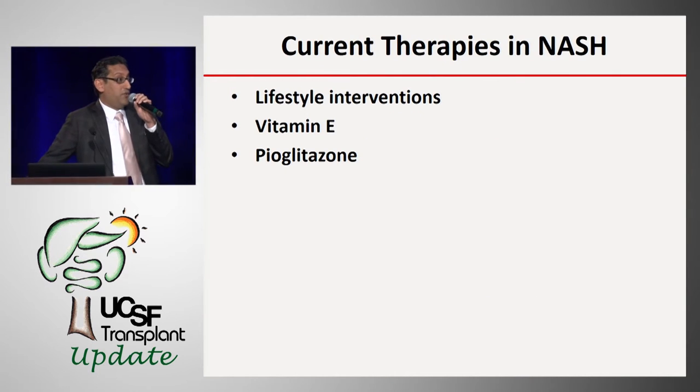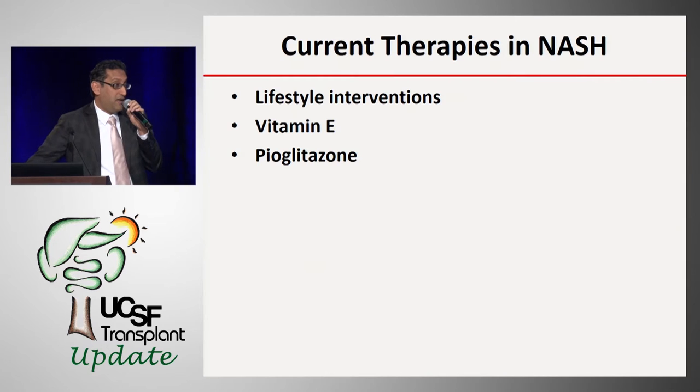So what do we have available right now? What can we give to our patients? There are three main things: lifestyle modification, vitamin E, and pioglitazone.